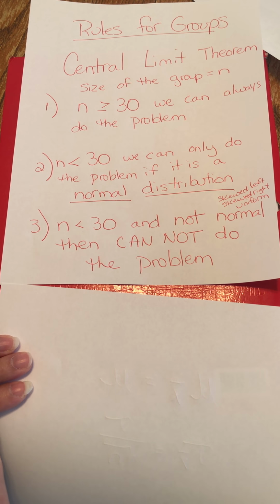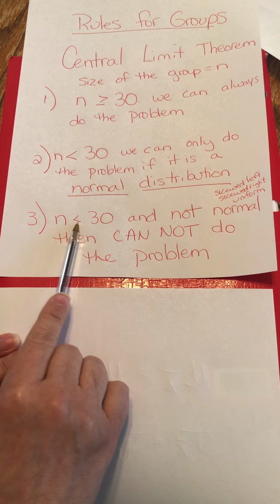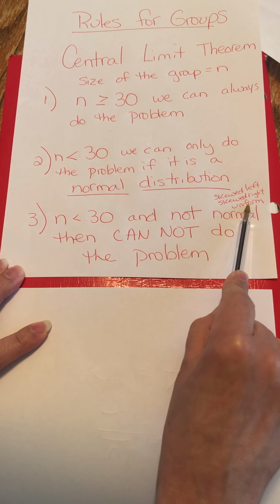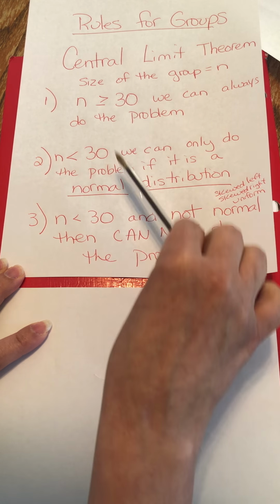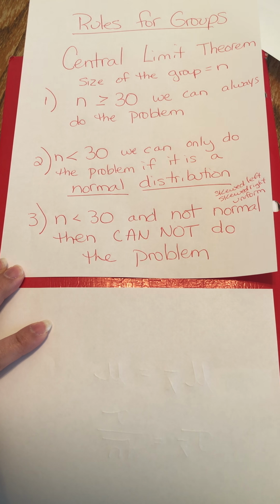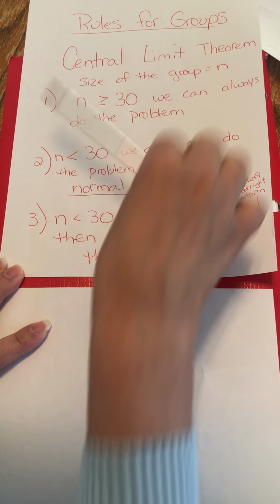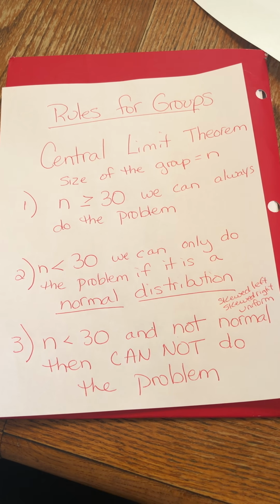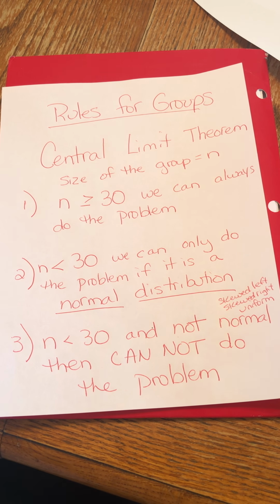Then you cannot do the problem. The problem cannot be done. You just write can't be done. If it's under 30 students, let's say you have 16 students and it says it's in a uniform distribution, then you write, can't be done. So these are the 3 categories or the 3 rules that make up the central limit theorem, and the central limit theorem only applies to groups of items, groups of people, groups of students.